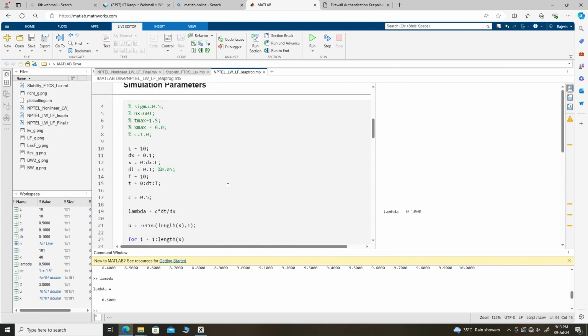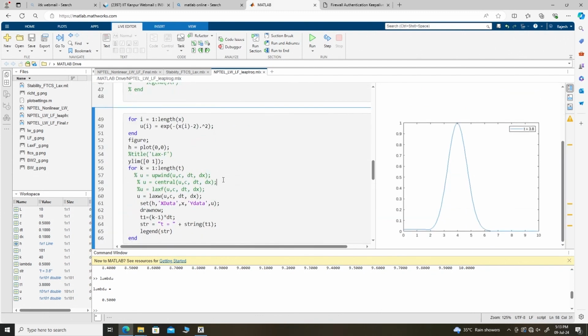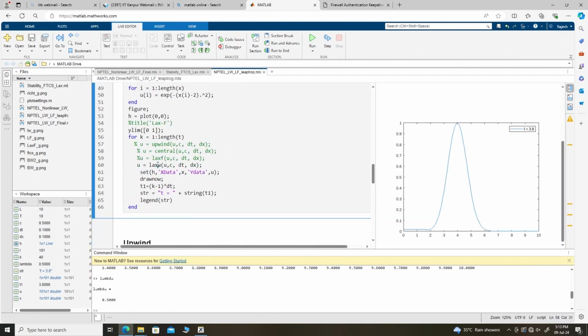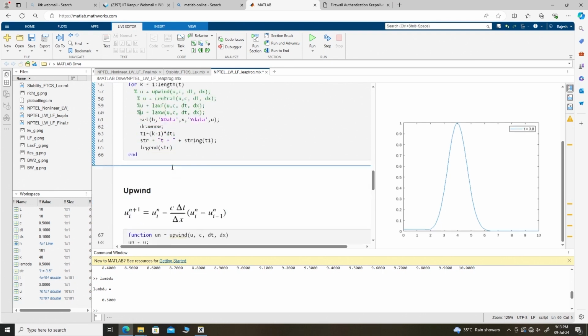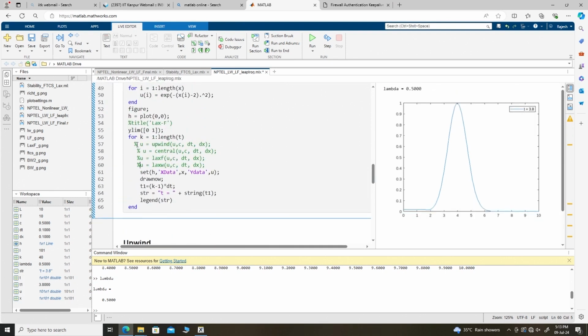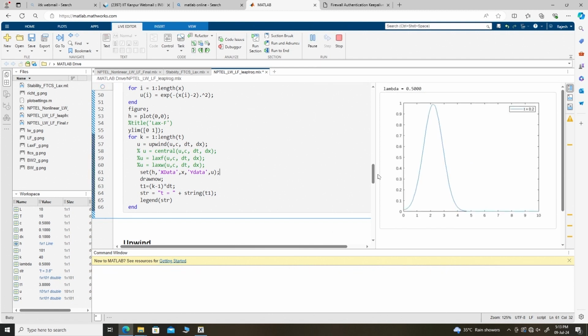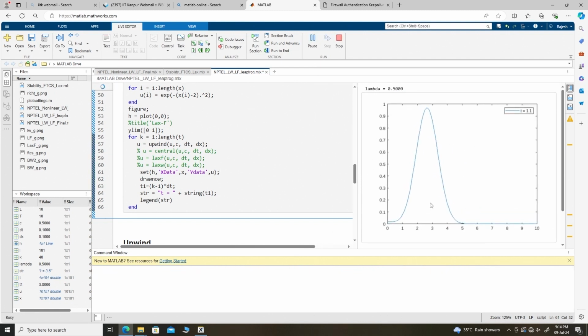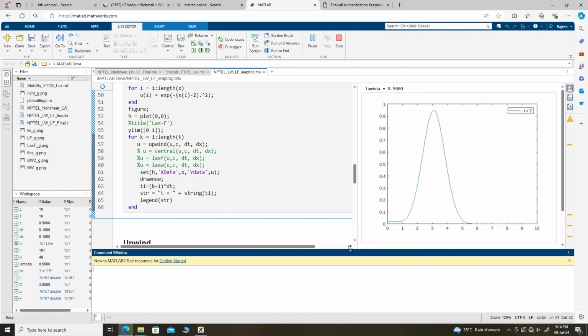Now let us do it one by one. Let us start with the upwind scheme first. Let me run that. On the right hand side you can see how things are evolving. I hope you are able to see the movie.